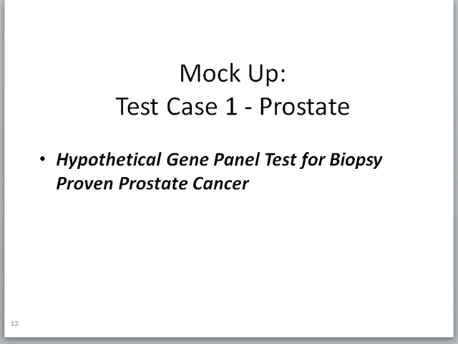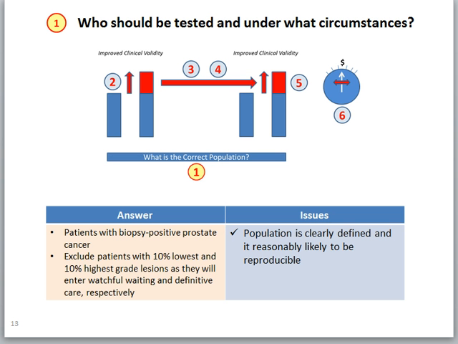The first case study is a hypothetical gene panel test for biopsy-proven prostate cancer. So a man has had an elevated PSA. He's chosen to have a prostate biopsy. It has some intermediate grade, a small tumor, and he and the doctor wonder what to do next. The last 10 years in the United States, many of those men have had prostate surgery or prostate radiation or sometimes both. And we hope that we could have a better prognosis and leave more of the men alone, send them home. They don't need a more invasive procedure.